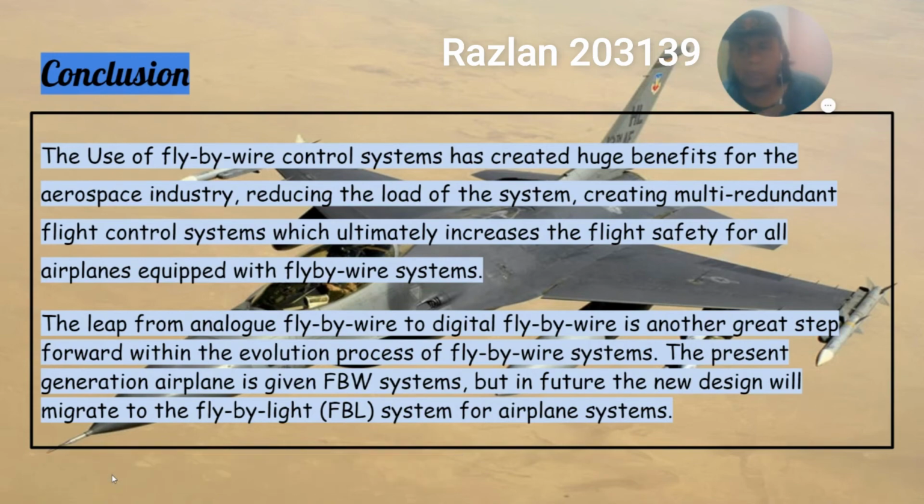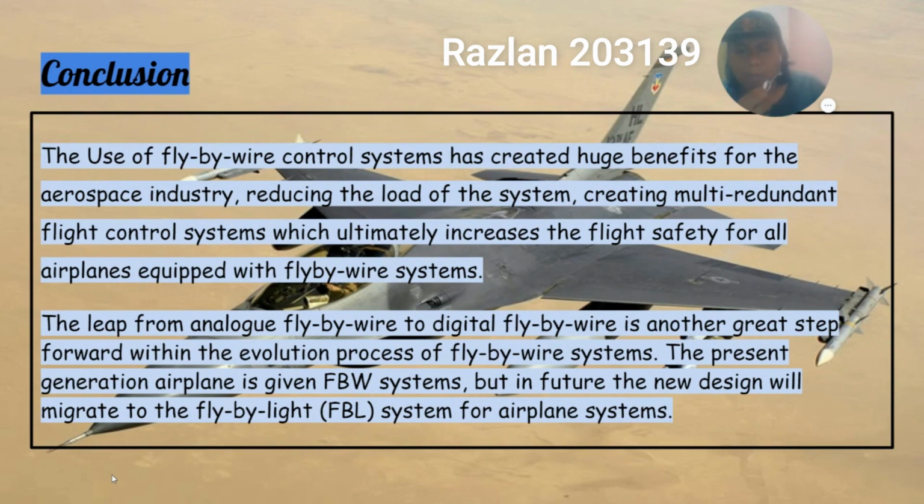My next slide is about the conclusion from this presentation. As we can see, the use of the fly-by-wire control system, or FBWS, has created huge benefit for the aerospace industry, reducing the load of the system, creating multi-redundant flight control system, which ultimately increases the flight safety for all airplanes equipped with the fly-by-wire system.